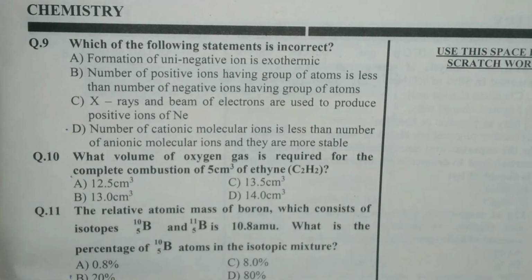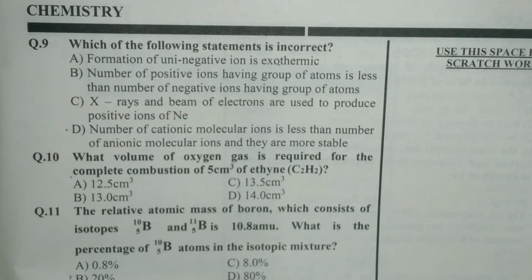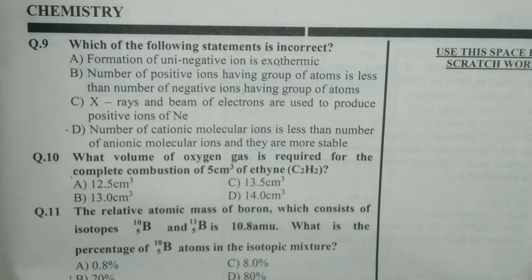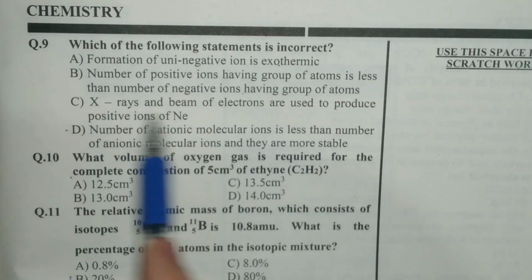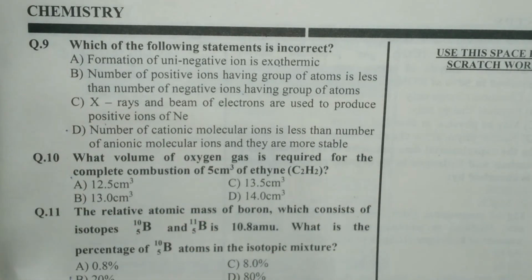Question 9 states, which of the following statements is incorrect? Let's see. Formation of a uni-negative ion is exothermic. Yes, it's correct. Option B: the number of positive ions having a group of atoms is less than the number of negative ions having a group of atoms. Yes, it's correct. Option C: X-rays and a beam of electrons are used to produce positive ions. Yes, we have discussed this in the chapter as well as in the previous MCQs. So it's correct. Moving on to option D.